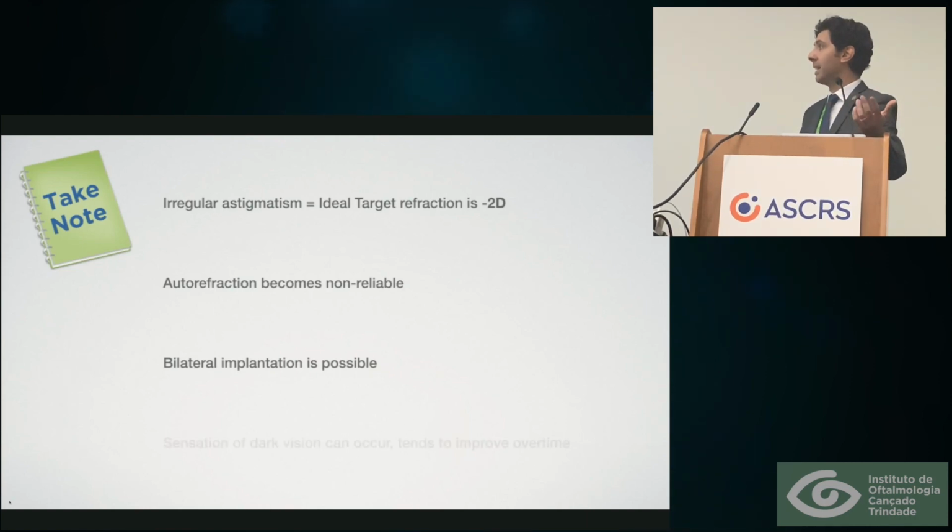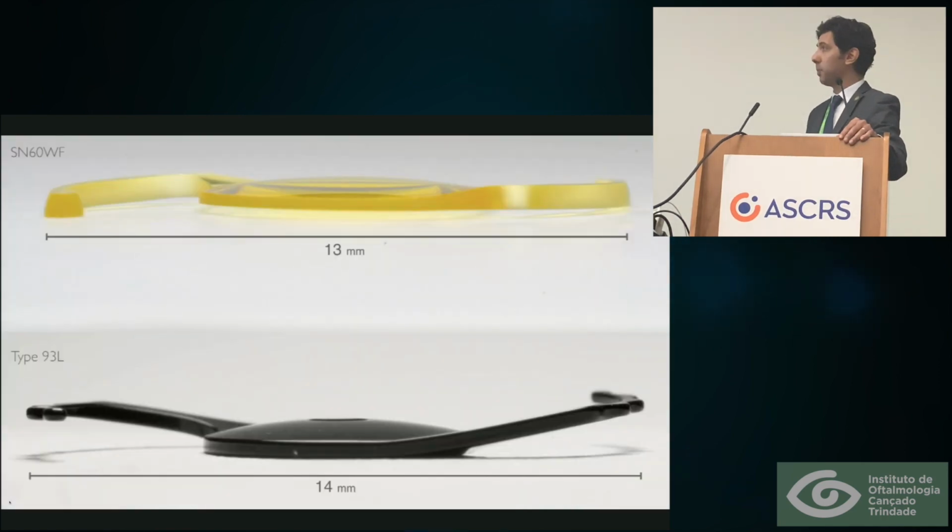It's important to highlight that the sensation of dark vision can occur in some patients, and it tends to improve over time. This is highly variable. Some patients will not report any darkening, even with bilateral implantation, while others might report some darkening even with one eye. So an important point here when we're talking about sulcus implantation, we know of the many complications that a single-piece acrylic lens can cause when implanted in the sulcus.